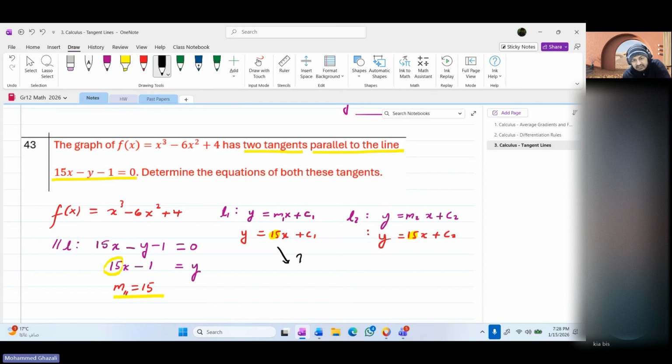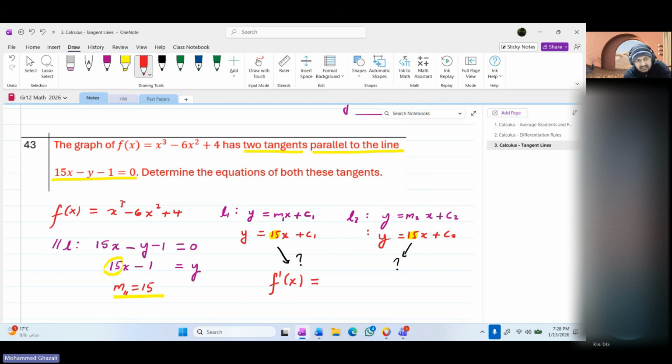So how did we get 15? That's the question. Now over here, you can't use delta because it's not a quadratic function. You can only use calculus here. We said f prime x, the derivative, is a gradient function. What is 15? The gradient. So make the gradient equal to the gradient function because it's a tangent to this curve.